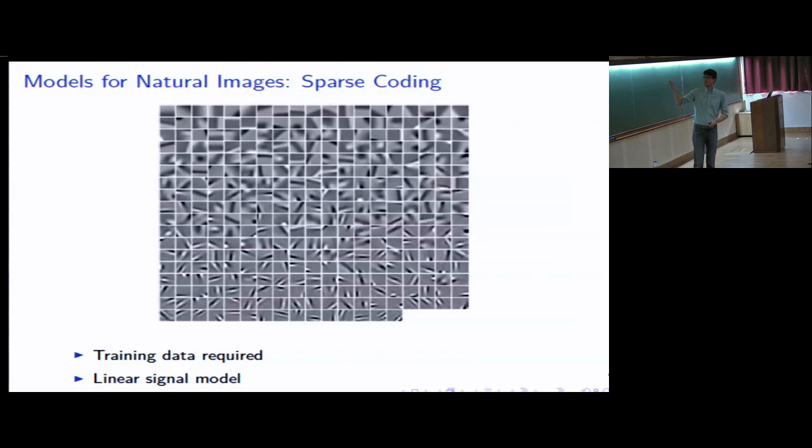When you do this, you may get particular images that look something like these, which happen to have a lot of visual overlap with, say, wavelets. So here, this is a case where you have training data and you use it, but fundamentally, this is also still a linear signal model.